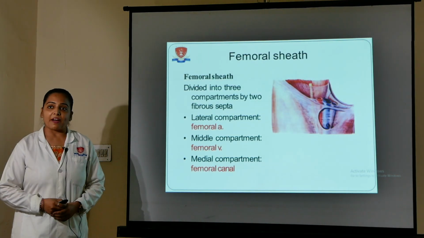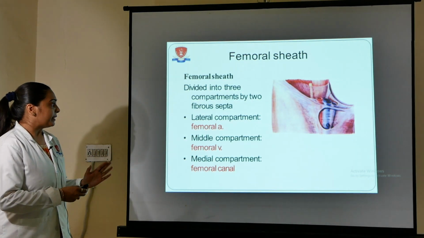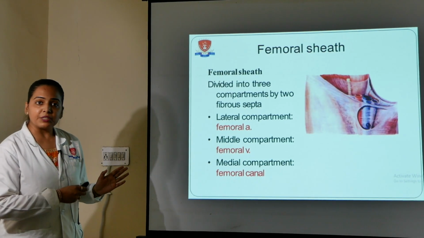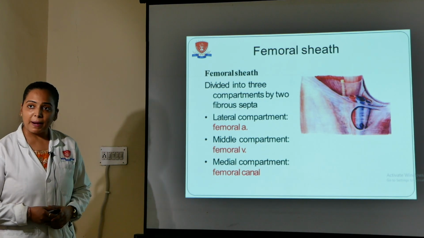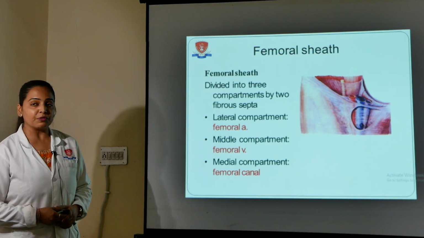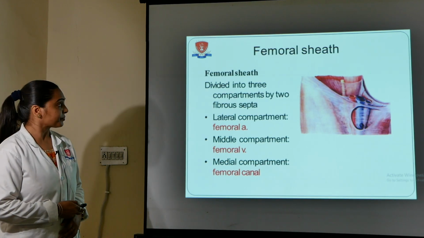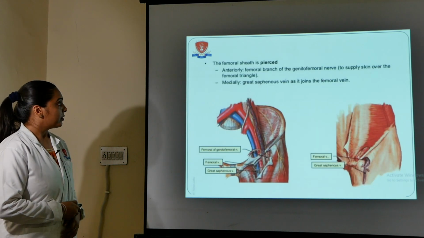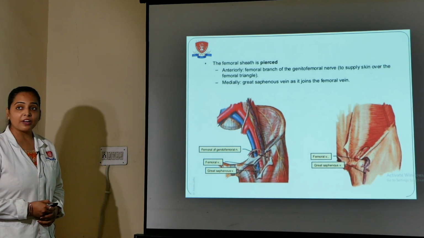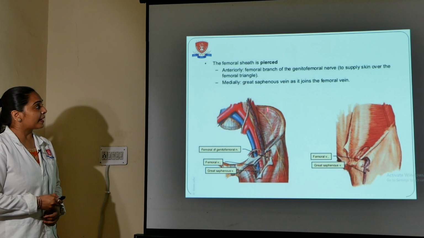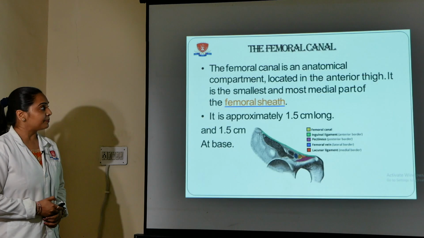The femoral sheath is divided into 3 compartments by septa. These compartments are the lateral compartment, which contains the femoral artery along with the femoral branch of the genitofemoral nerve, the middle compartment, which is the venous compartment and contains the femoral vein, and the medial most compartment, the femoral canal. The femoral sheath is anteriorly pierced by the femoral branch of the genitofemoral nerve, and medially it is pierced by the great saphenous vein as it joins the femoral vein in the femoral triangle.